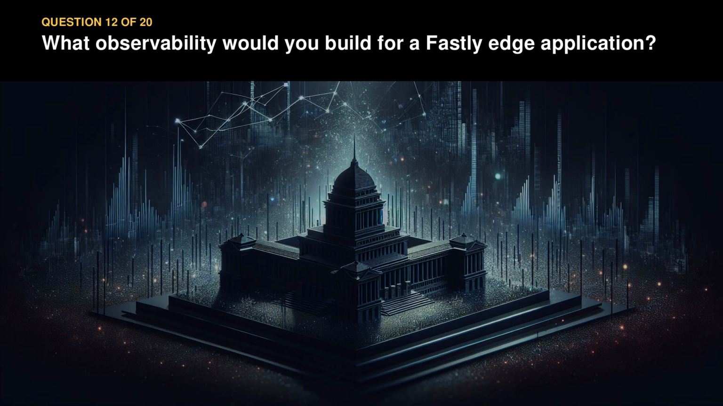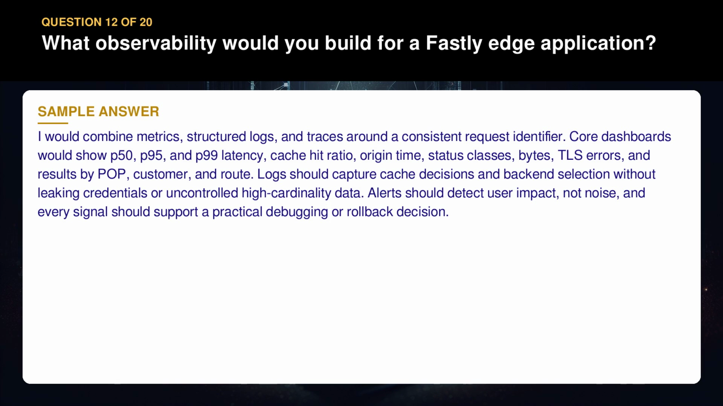Question 12. What observability would you build for a Fastly Edge application? I would combine metrics, structured logs, and traces around a consistent request identifier. Core dashboards would show P50, P95, and P99 latency, cache hit ratio, origin time, status classes, bytes, TLS errors, and results by POP, customer, and route.